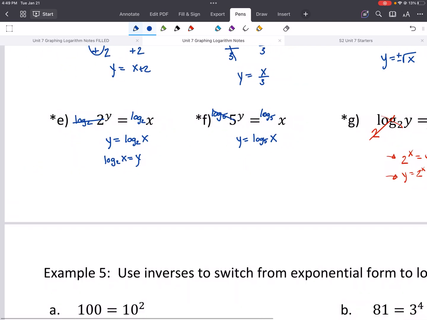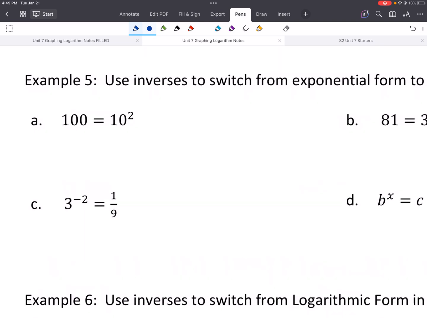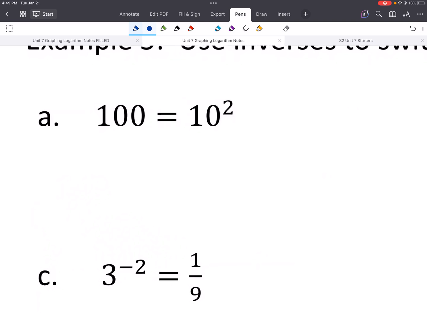All right, so let's just do a little more examples of that, and then we'll be done. Okay? So again, our goal here is to put it into log form. That means we're going to try and get rid of the base. So the base here is 10, so we would want to do log base 10 on both sides. That would cancel, so we'd get log base 10 of 100 is equal to 2.